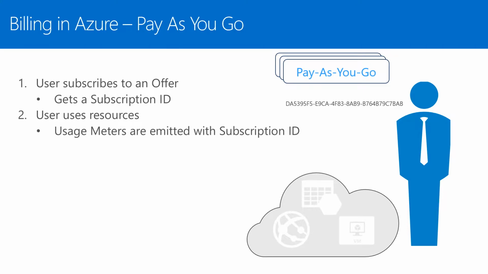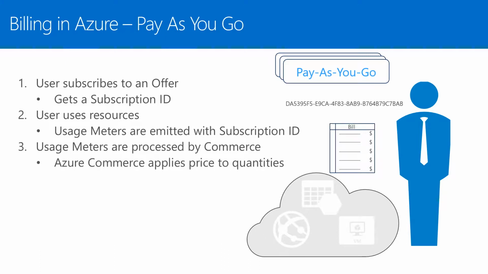As the user consumes resources, for example, creates and runs a virtual machine, Azure logs the consumption in records called meters. Meters are tagged with the subscription ID of the user. The subscription ID is what keeps track of who the user was. These meters are then processed by Azure Commerce, which multiplies the unit cost by the quantity consumed, and then sends the bill to the customer.